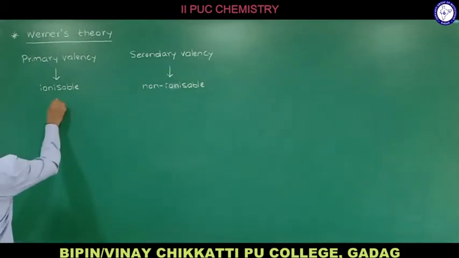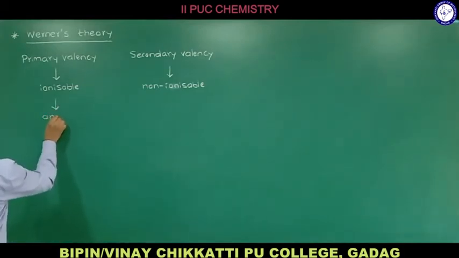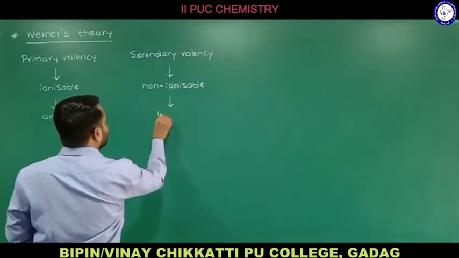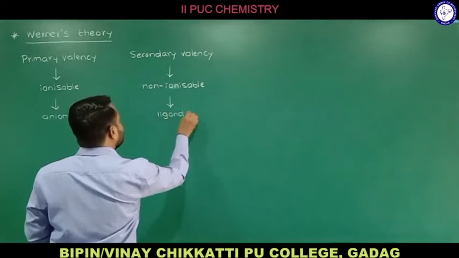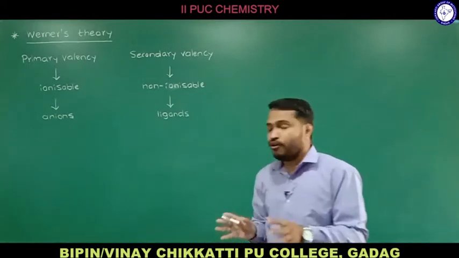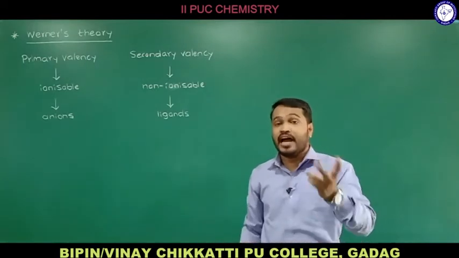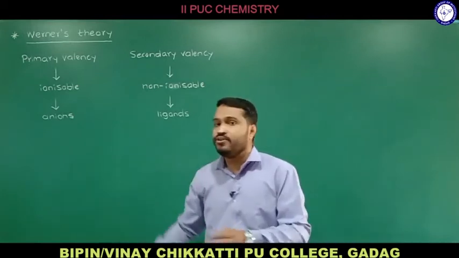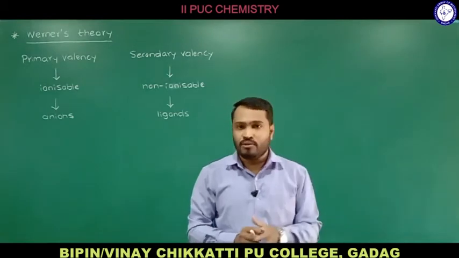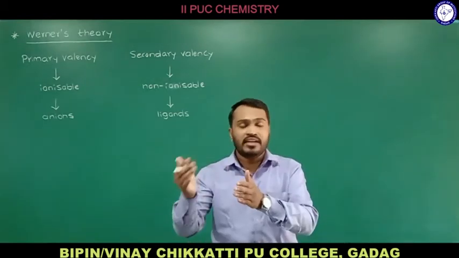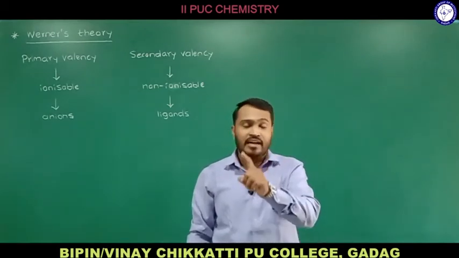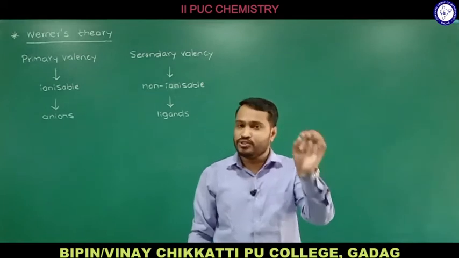Primary valencies are balanced by negative ions or anions, whereas the secondary valencies are balanced by ligands. That is one more difference by which we can identify primary and secondary valency. The primary valency of the central metal atom is going to be satisfied or balanced by anions, negatively charged ions. As an example, consider a cationic complex with anions outside the sphere, which we call counter ions. The charge of the counter ions is going to balance the primary valency of the central metal ion.